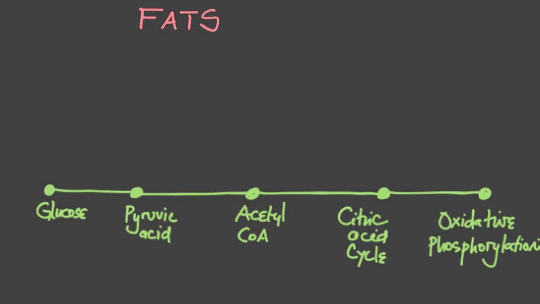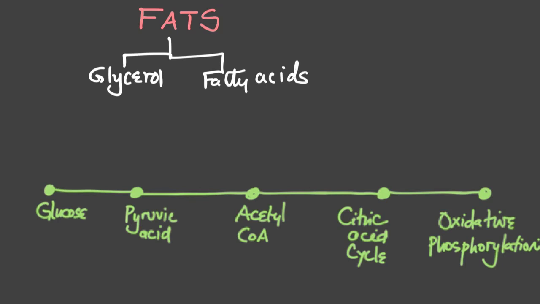So let's begin with the fats. The fats are broken into glycerol and fatty acids. The fatty acids enter and are converted to acetyl-CoA, and they carry on and make lots and lots of ATP, even more than a single glucose molecule. Glycerol, on the other hand, enters the pathway right in the middle of glycolysis and goes towards the formation of glucose.